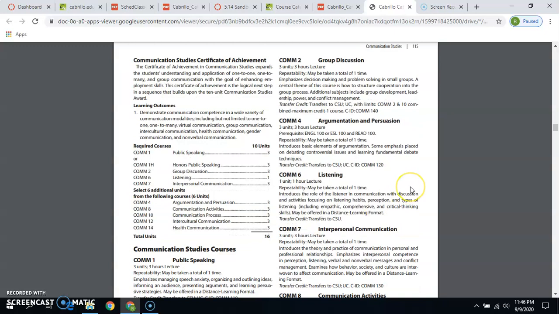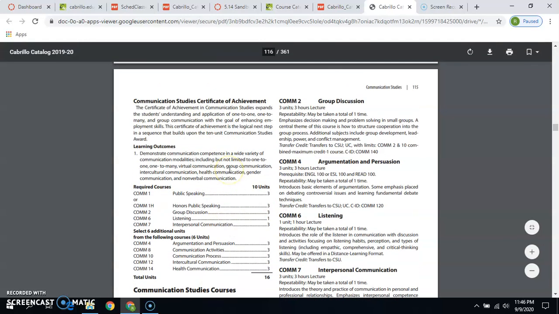And if you didn't have that much time and you wanted to do something shorter, Cabrillo also offers, for example, a Certificate of Achievement in Communication Studies. For that particular one, it requires 16 units. 10 units are part of this part right here, so you would need Com 1 or 1 honors, Com 2, Com 6, and Com 7.